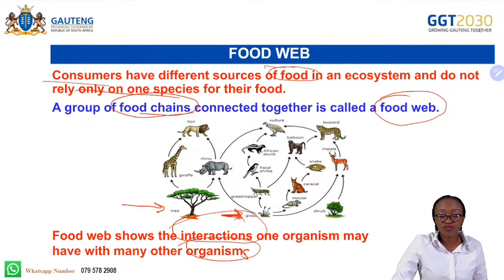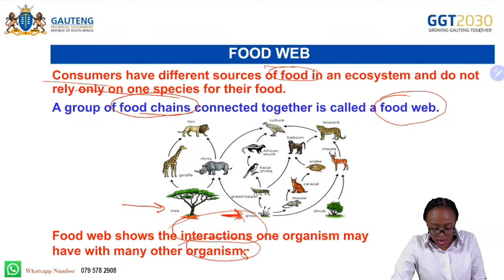Let's look for more food chains. Now we start off with the grass. The grass gets eaten by the mouse. The mouse is eaten by the caracal. The caracal is eaten by the snake. The snake is eaten by the baboon. The baboon gets eaten by the leopard, and the leopard gets eaten by the vulture. There is food chain number 6.